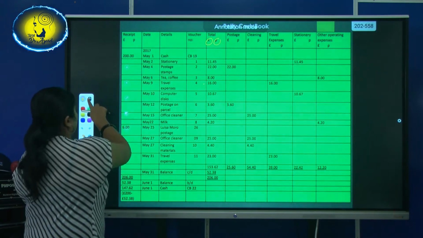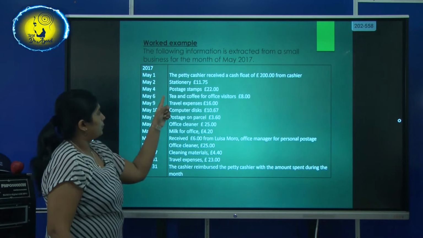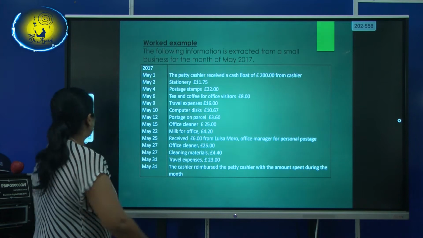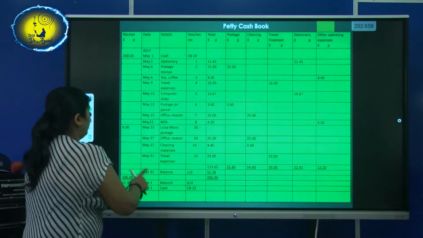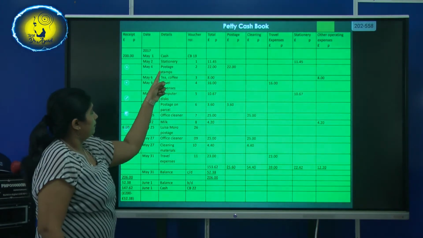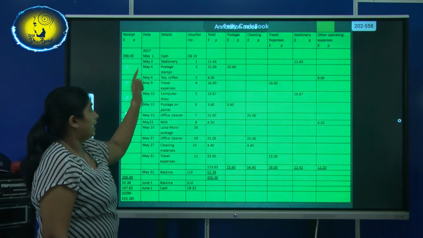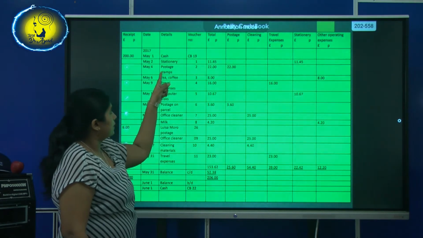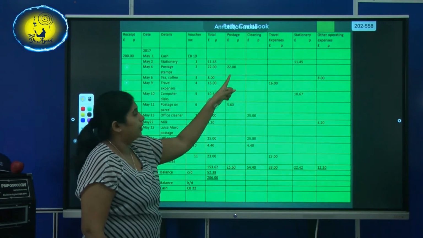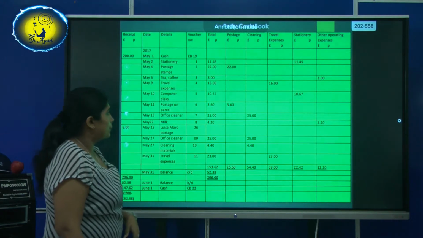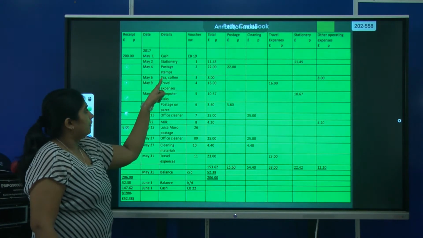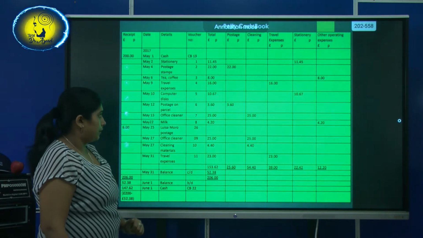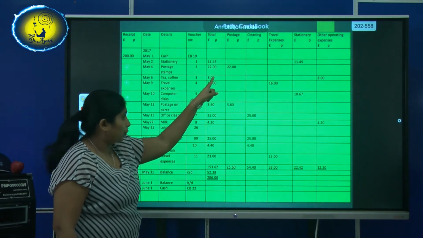Then we have spent on postage stamps. Postage stamps 22 pounds, tea and coffee for office visitors 8 pounds. Now I'm going to do both together. Postage stamp, voucher number 2, May 4th, total we have written 22, and postage is included in the postage column. So the specific column is postage. On May 6th you have spent on tea and coffee. Tea and coffee, voucher number 3, we'll record in the total column.